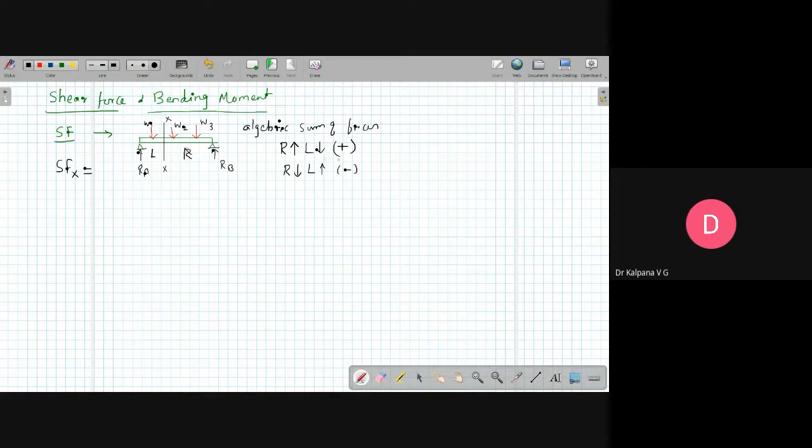According to my assumption, I can write the shear force at any section XX. If I consider the right side, RB is upward, so right up is positive, plus RB. W2 and W3 are in the downward direction, so to the right of the section only upward is positive and other forces are negative: minus W2, minus W3. That is shear force. With respect to any section, you can consider all the forces to the right or left. That is, the algebraic sum of all the forces to the right or left of the section is the shear force, and the only thing is the sign convention. My convention is right up, left down, positive.